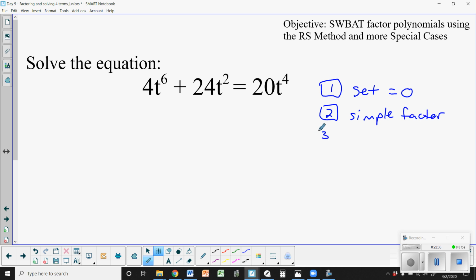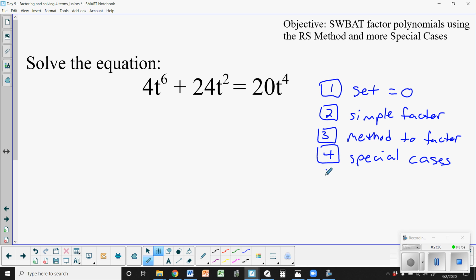Our third step will be to count our terms and decide on the method of factoring. And then our fourth step, after we do that method of factoring, we want to check for special cases. We always check for special cases. They're hidden everywhere. And then our last step is we want to solve. And we're just going to, again, solve for our variable. So solve for t.